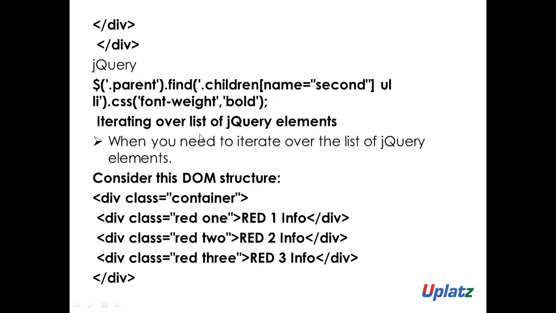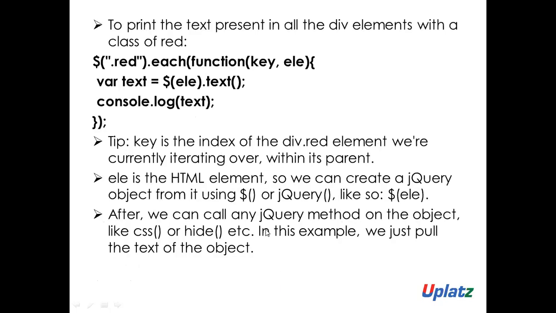Now we are iterating over a list of jQuery elements. How can we do that? We need to consider this DOM structure. This is a container. I have classes red1, red2, red3 inside that container. To print the text present in all the divs of class red, this is my element with class red. I'm using a forEach function with key, value. With $(element).text(), I will store the text value and show it with console.log.